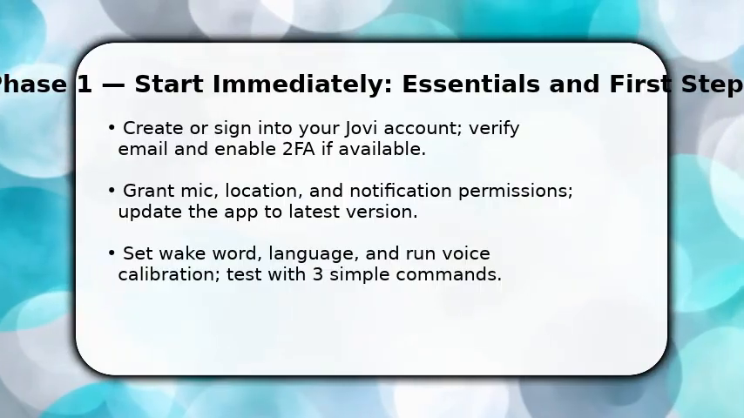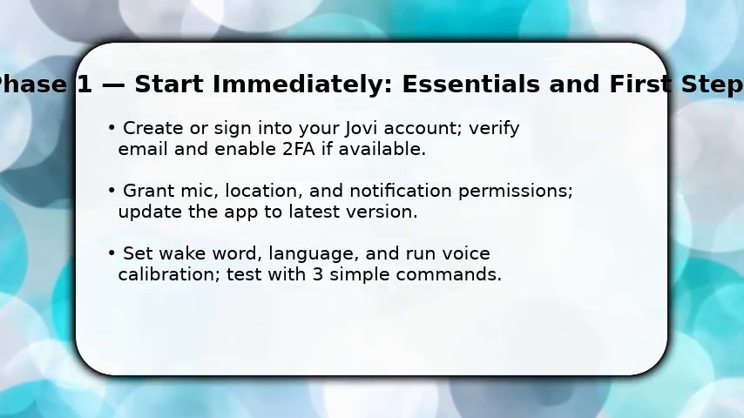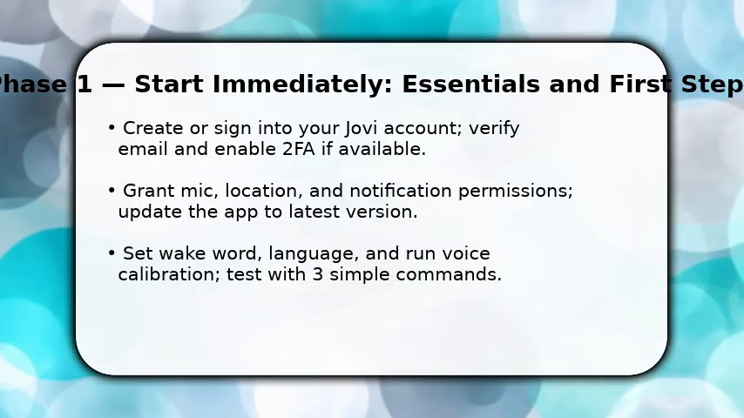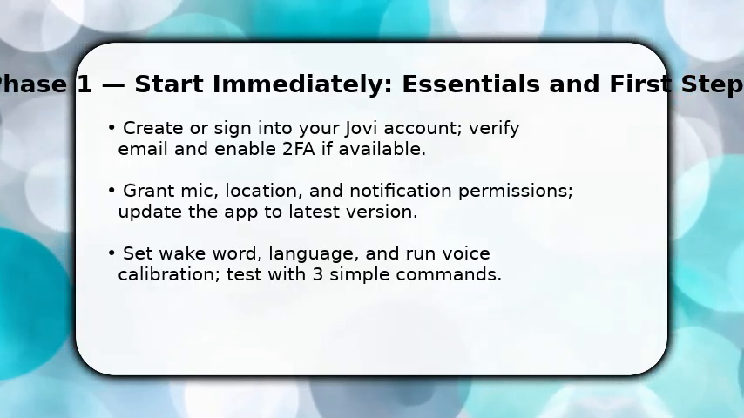You begin by making sure Jovi has the essentials, an active account and permissions. Once done, update the app so features match this guide. Next, set your wake word and language and run the voice calibration. This trains Jovi for your pitch and accent.